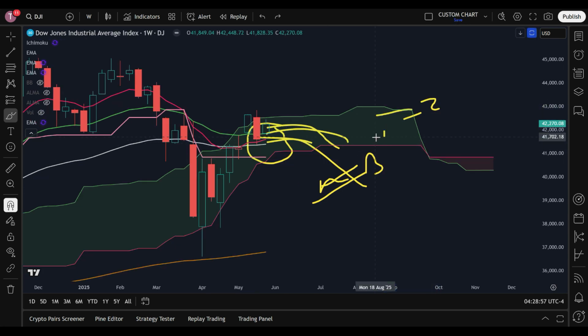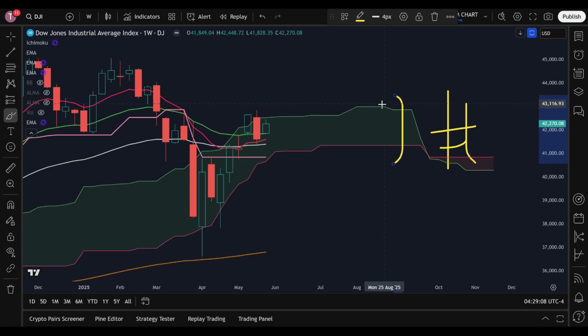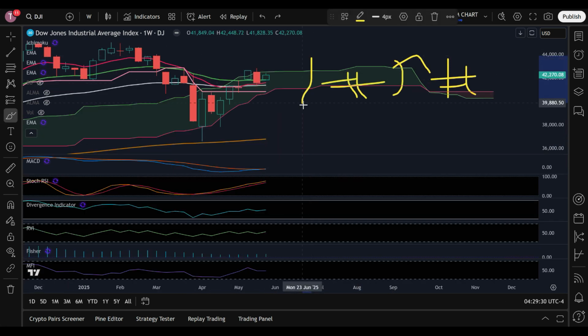Let's analyze the Dow Jones. Dow Jones is not good. Last time also, in the last week, the Dow Jones was trading bearish. Dow Jones is neutral through the Ichimoku cloud. Dow Jones is bullish through the Bollinger Bands on the weekly chart. Dow Jones is neutral through the moving averages on the weekly chart. Dow Jones is now bullish through the MACD on the weekly chart. Dow Jones is bullish through the stochastic RSI on the weekly chart.